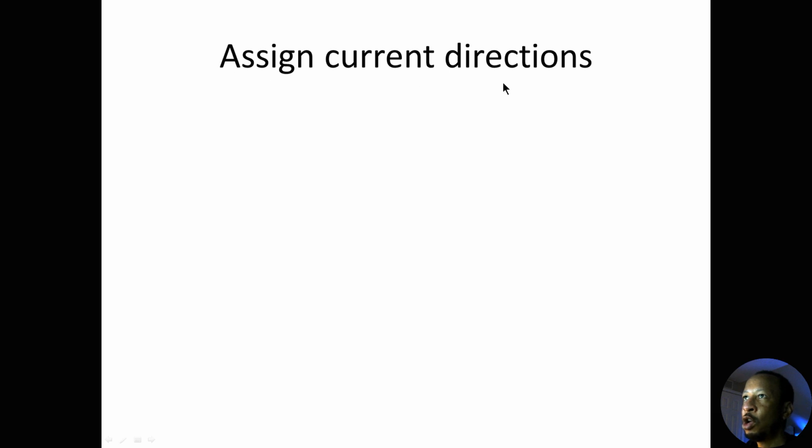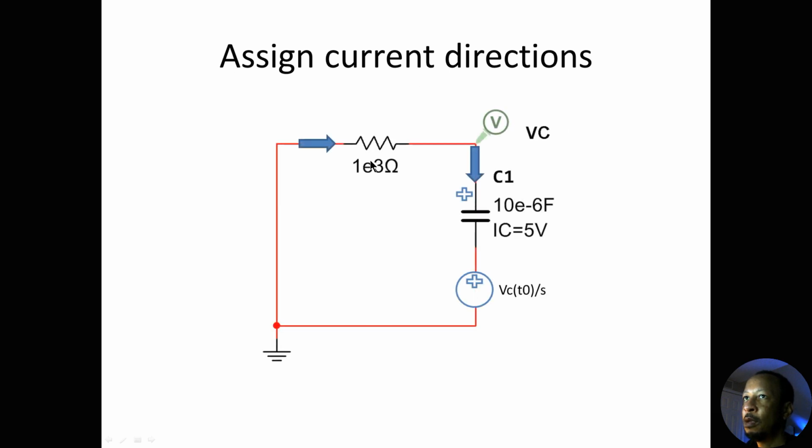Now, assigning current directions. I assign my current direction like this. I kept it the same. I kept it as clockwise. And so this is my circuit setup here, my circuit schematic.